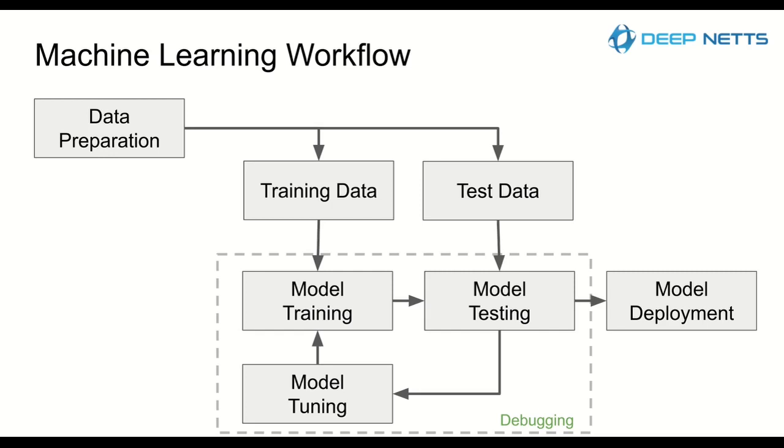Usually, if we are not satisfied with how well the model has generalized the training data, we perform some tuning of the model parameters, and that's a kind of debugging loop. We repeat that process until we are satisfied with the evaluation results, and then we are ready to deploy our model.